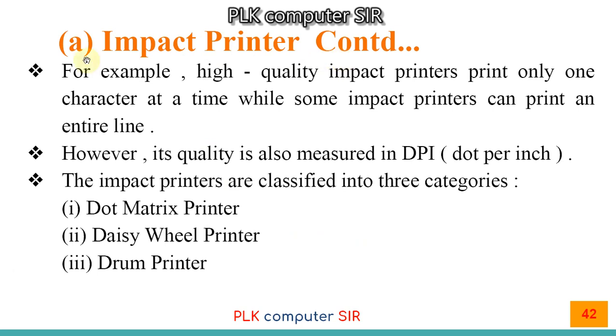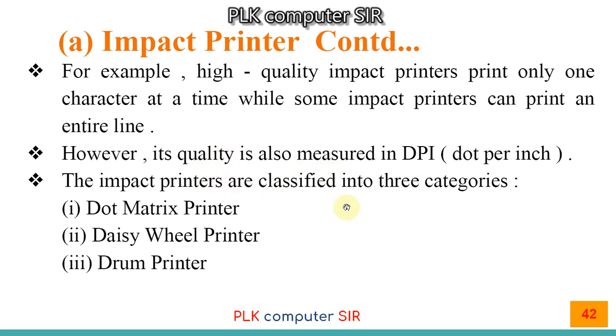Impact printer continue. For example, high quality impact printers print only one character at a time, while some impact printers can print an entire line. So it depends on which type of printer you are using. However, its quality is also measured in dpi, dots per inch. If a machine has more dpi, obviously it will print good quality.